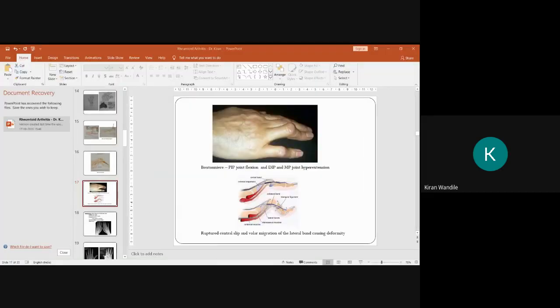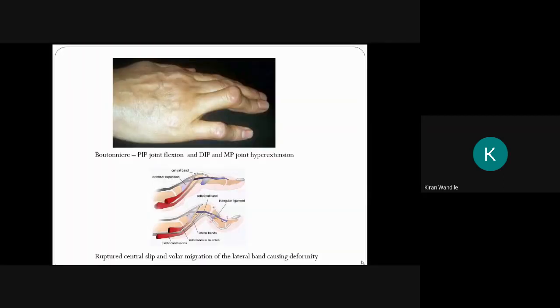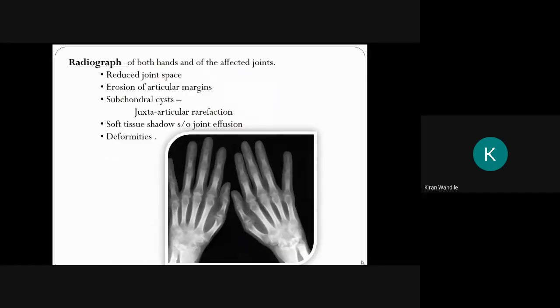So in Boutonniere deformity, there is primary flexion at the PIP joint and secondary hyperextension at the DIP joint, whereas in swan neck deformity it is the opposite. Okay, these are the causative factors for swan neck deformity and Boutonniere deformity.